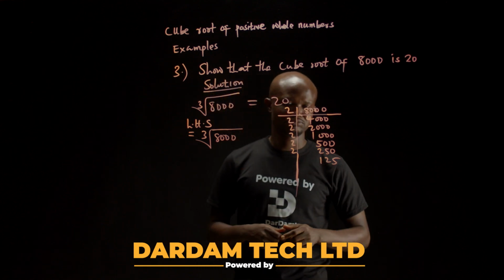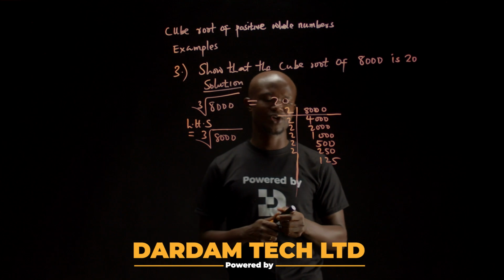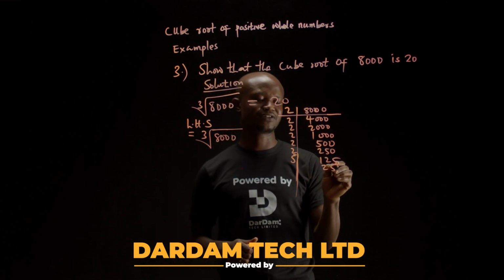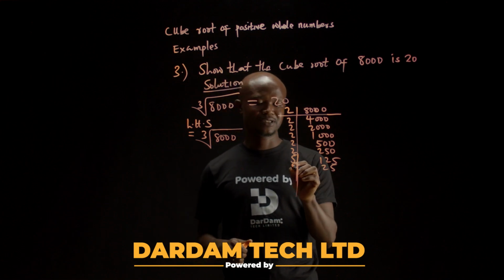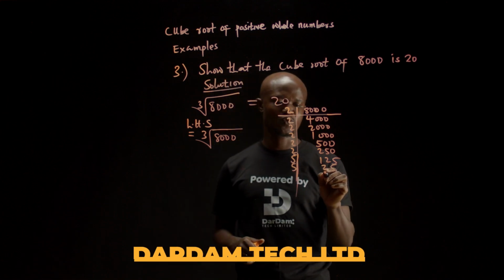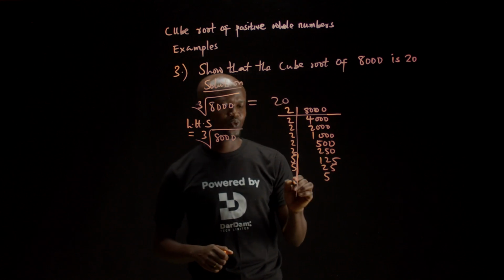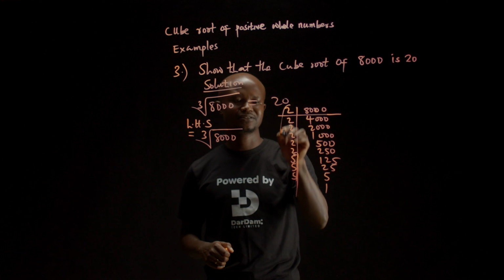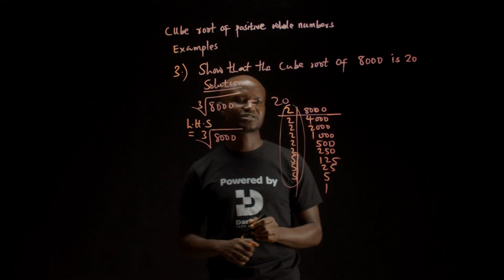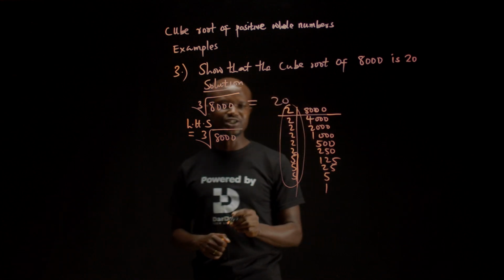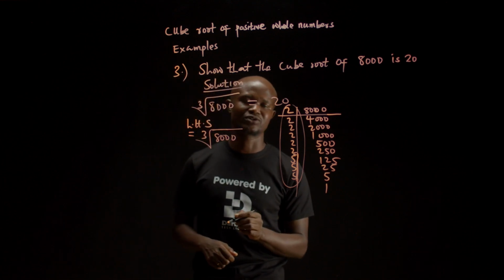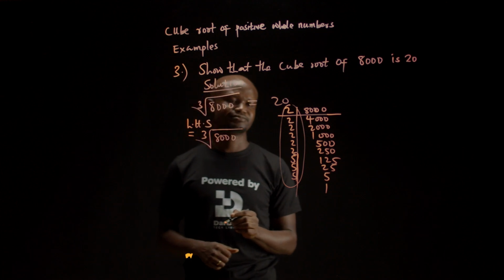We cannot use 2 again. So what number can we use? We can use 5. So we have this to be 25. Then dividing by 5, what do we have? We have 5. Then we need to use 5 also, and we have 1. So this is what we are having here.